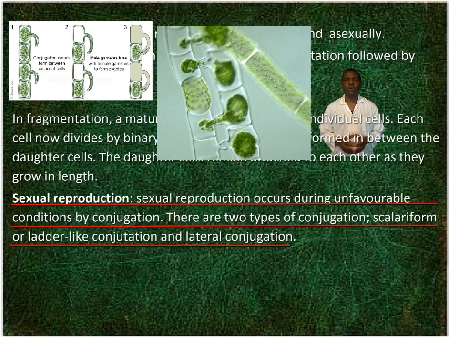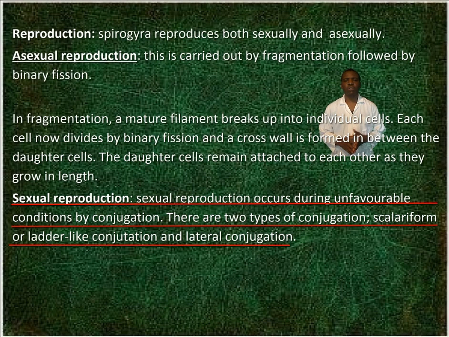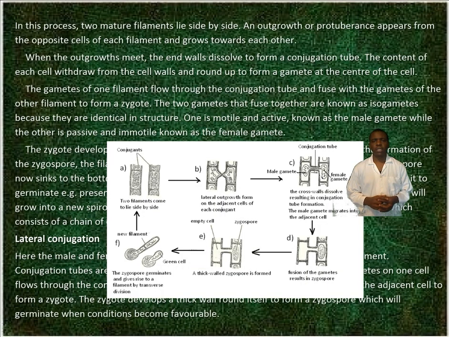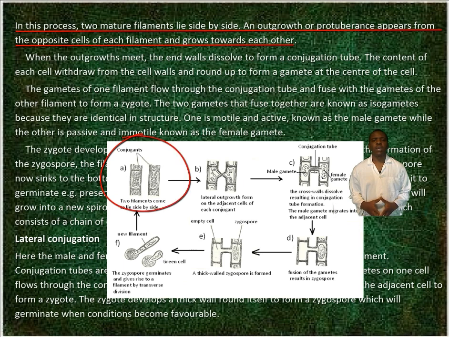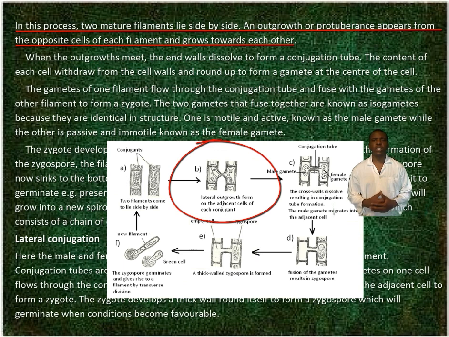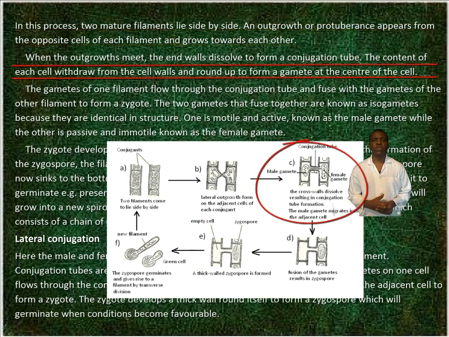There are two types of conjugation: scalariform or ladder-like conjugation and lateral conjugation. Scalariform or ladder-like conjugation. In this process, two mature filaments lie side by side. An outgrowth or protuberance appears from the opposite cells of each filament and grows towards each other. When the outgrowths meet, the end walls dissolve to form a conjugation tube.